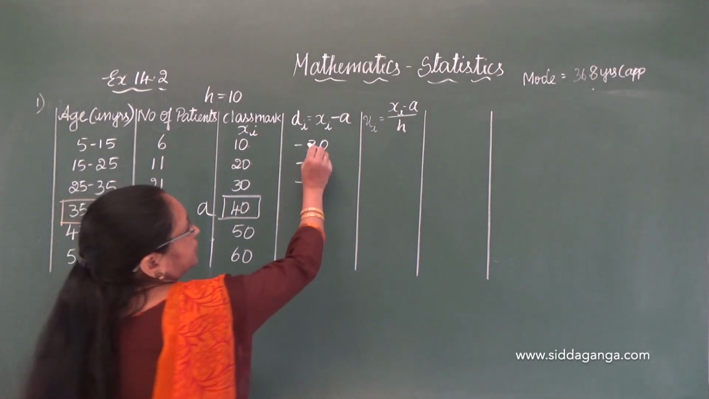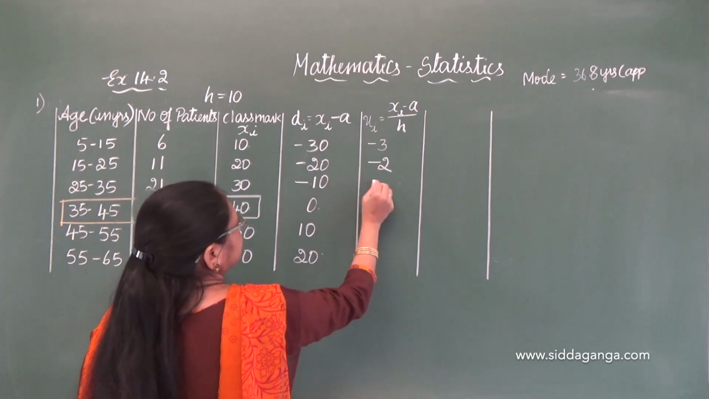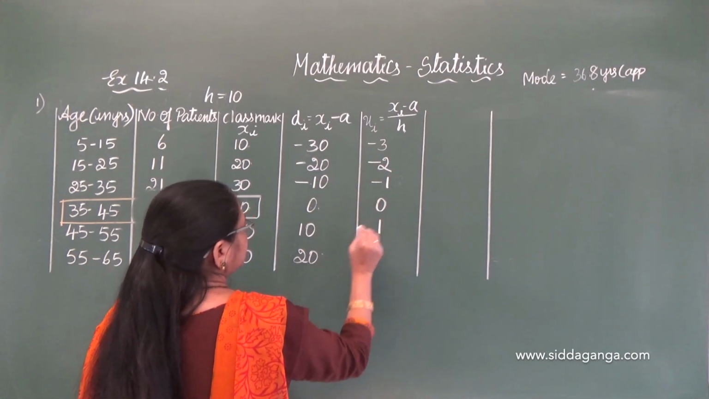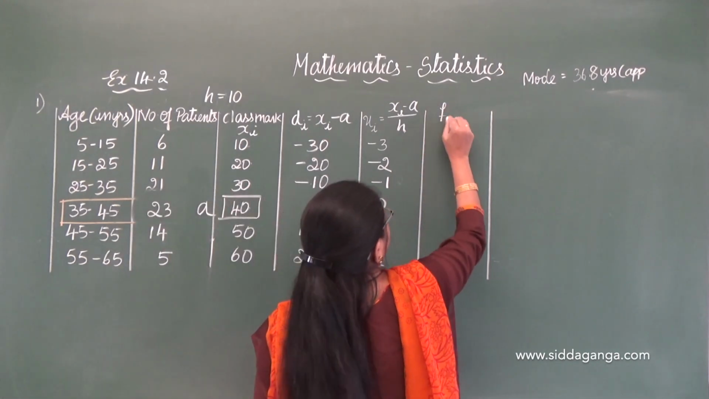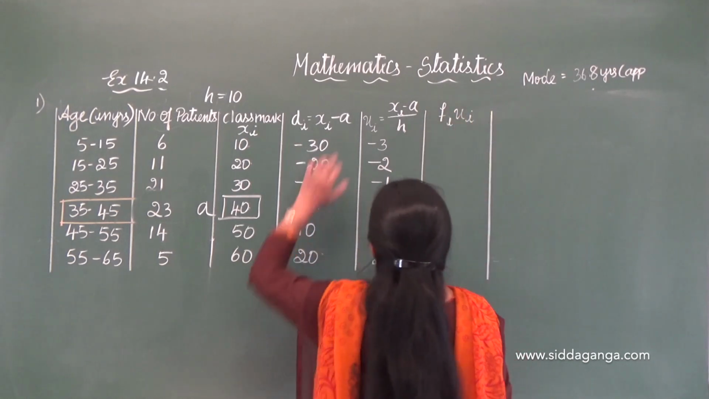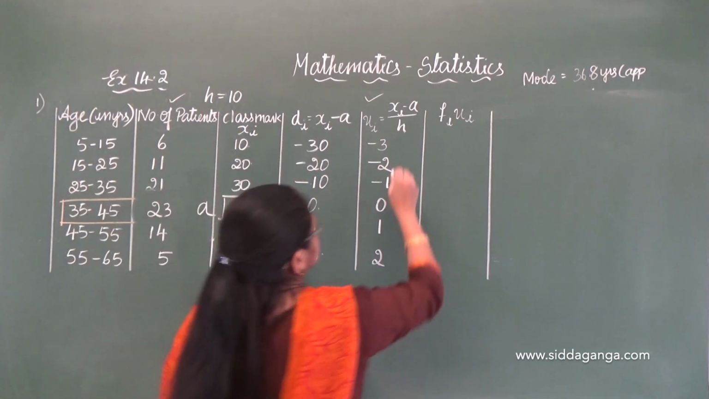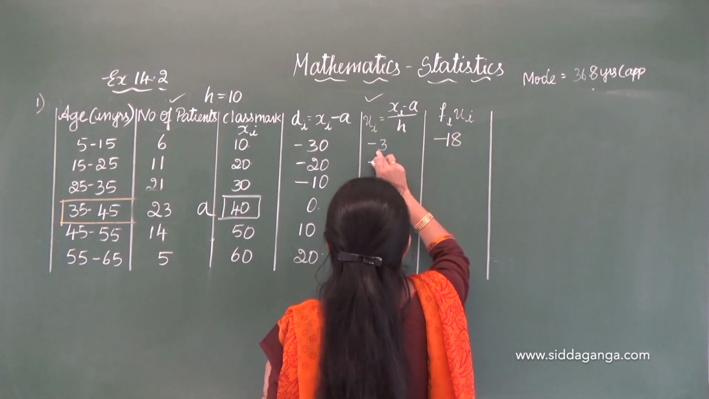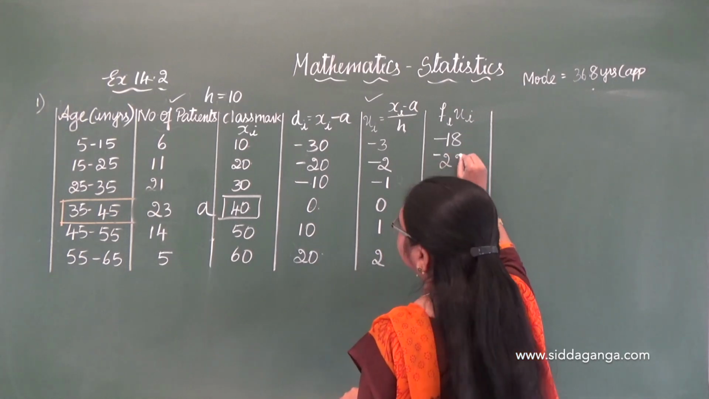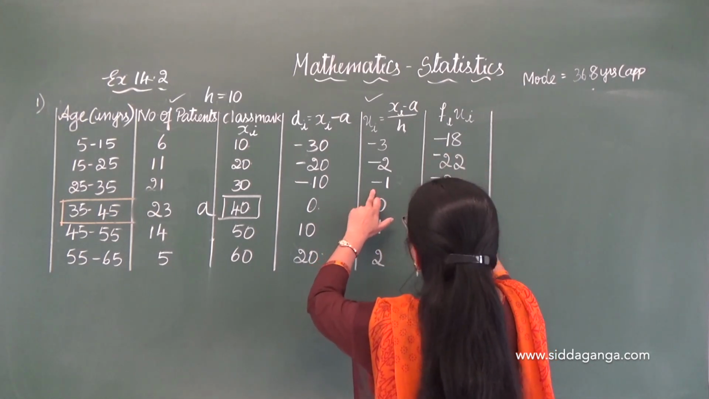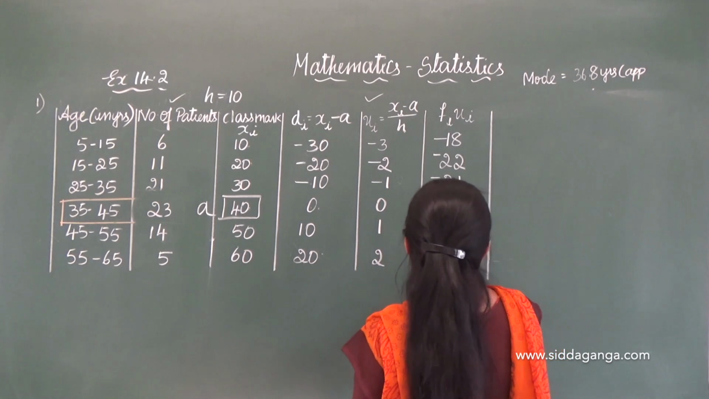So because of that, divide by 10: minus 3, minus 2, minus 1, 0, 1, 2. Next, fi ui. So this and this multiply. 6 3s are minus 3 into 6 is minus 18, 11 2s are minus 22, minus 21, 0, 14 1s are 14, 5 2s are 10.